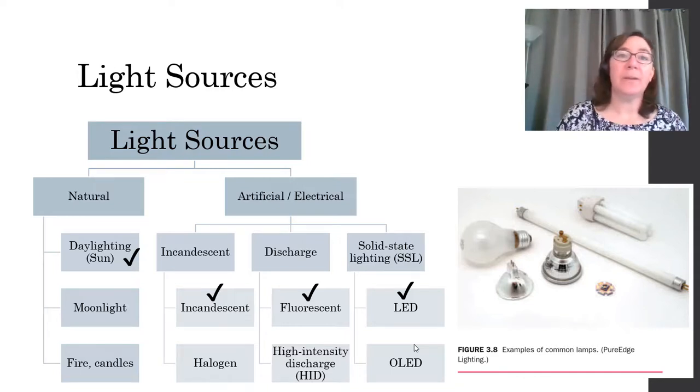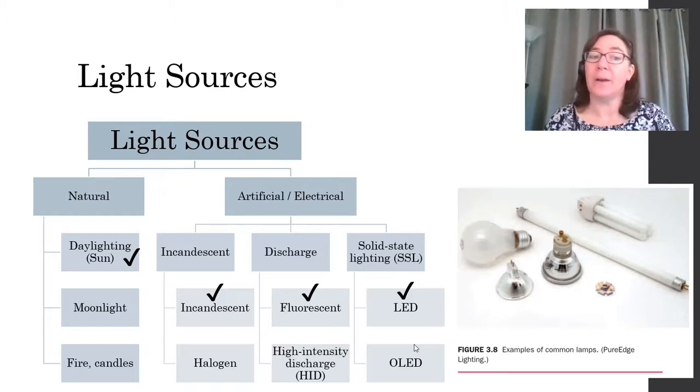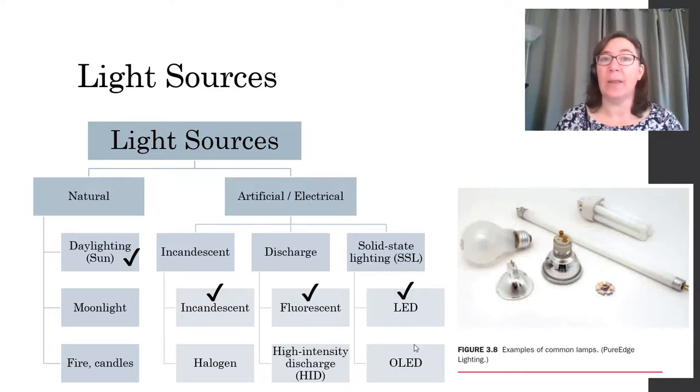All right. We've already talked about some of the natural light sources, which include fire, candles, and moonlight. And of course, we focused on daylighting with the sun. Now, over here in the artificial or electrical category, you can subdivide these light sources into incandescent, discharge, and solid state lighting types. The most common, and the three that we're going to focus on in this video, are incandescent lamps, fluorescent lamps, and LED lamps.